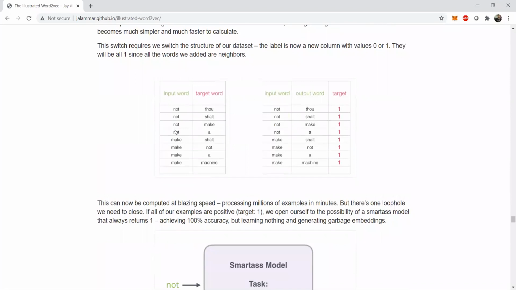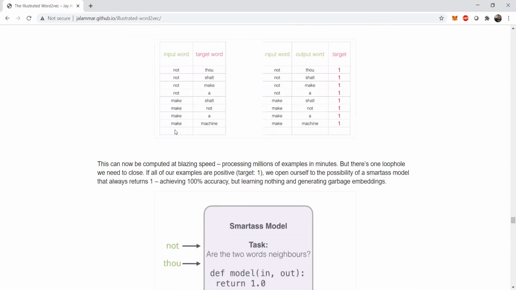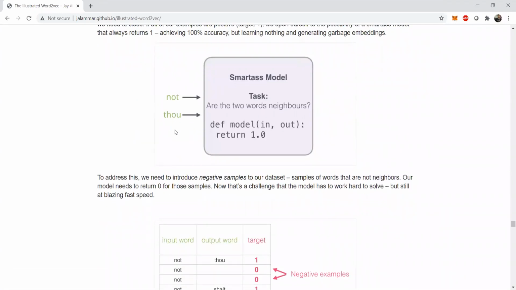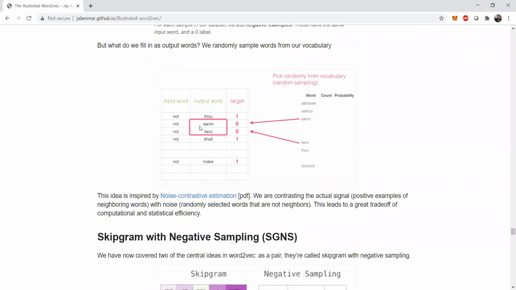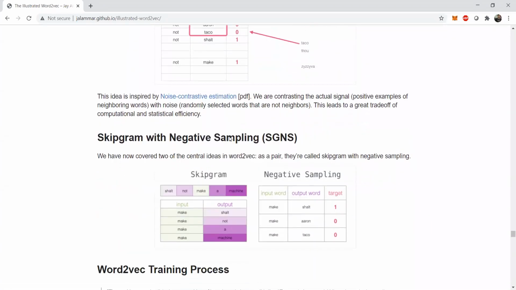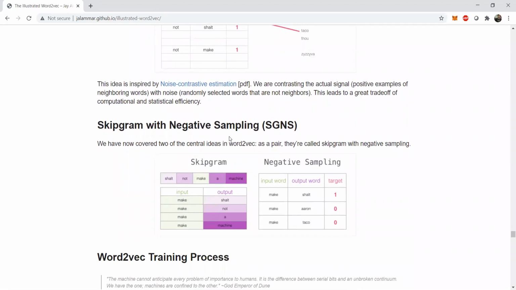So in this case, initially we will have all the scores and all the target values as 1, because needless to say, all the words in a particular window are neighbors. Now we have to create negative samples for our training dataset. Negative samples are created by taking different phrases from different parts of the text, which are not at all related. So we see that "not" and "Aaron" are not related, so they have a negative target of 0, right? "Not" and "taco" are also not related, so it becomes a negative sample again. So what we have seen up till now is skipgram with negative sampling.